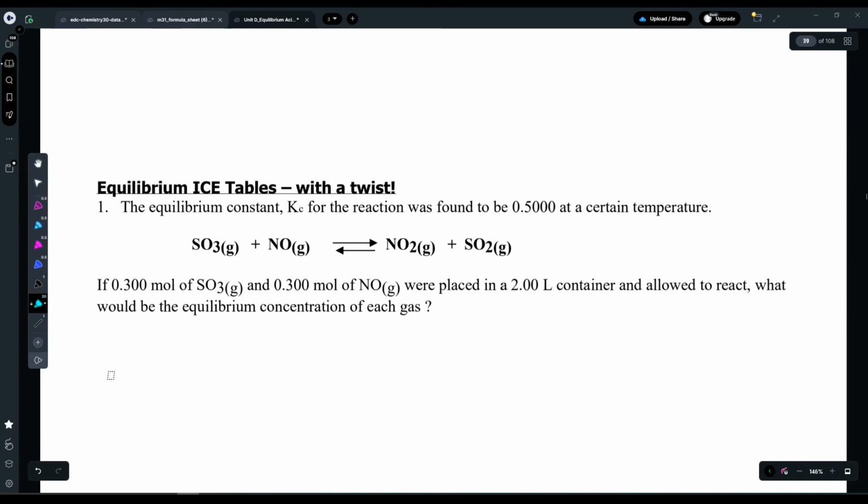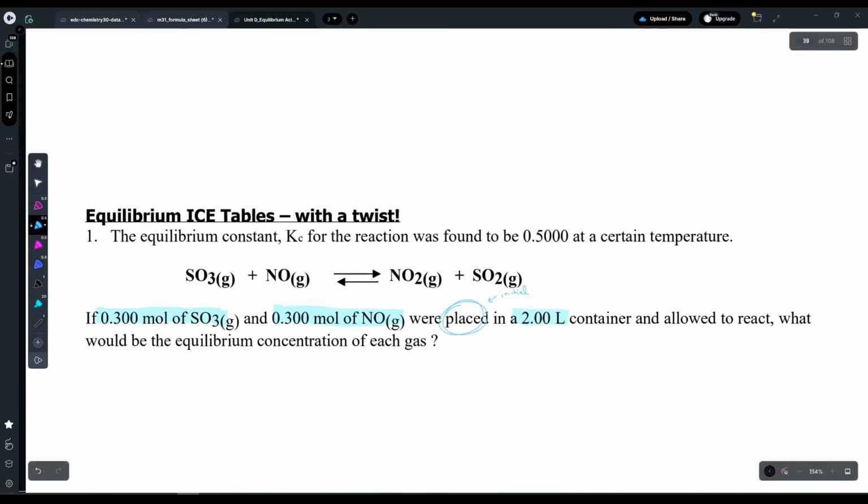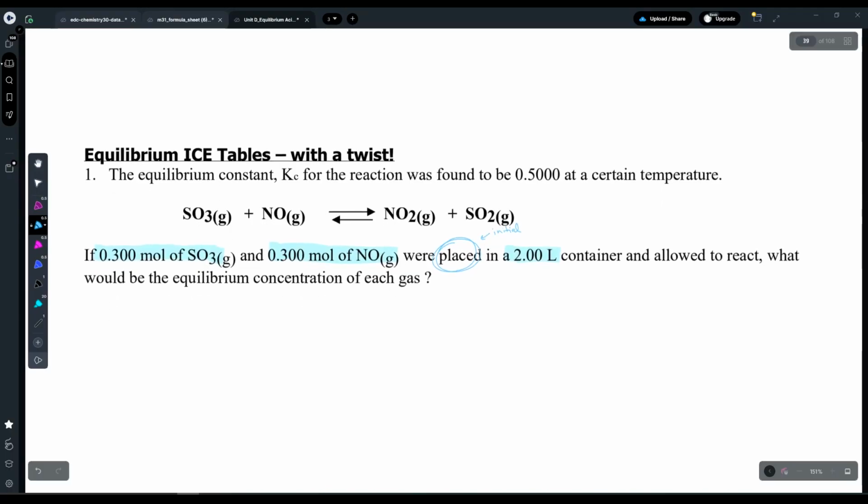All right, so if 0.300 moles of SO3 and 0.3 moles of nitrogen monoxide were placed in a 2-liter container and allowed to react. Again, that important word, placed, tells you that it's an initial amount. Okay, and we're looking for what would be the equilibrium concentration of each gas.